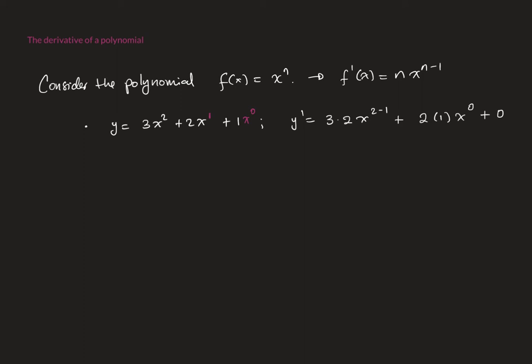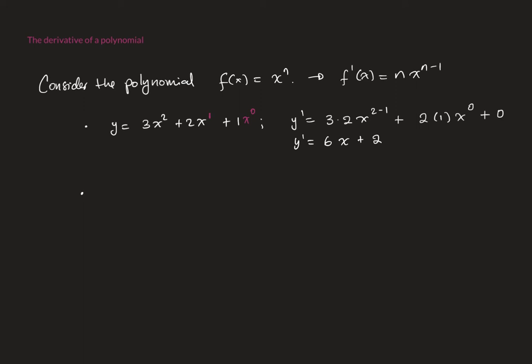This is a very important result. For a constant or a number, the derivative is always going to be 0. And this makes sense because a constant function doesn't change, and the derivative is calculating the change or the rate of change. If the function doesn't change, then its derivative, it makes sense to be 0. So, simplifying, the derivative for this polynomial is going to be 6x to the power of 1 plus 2.